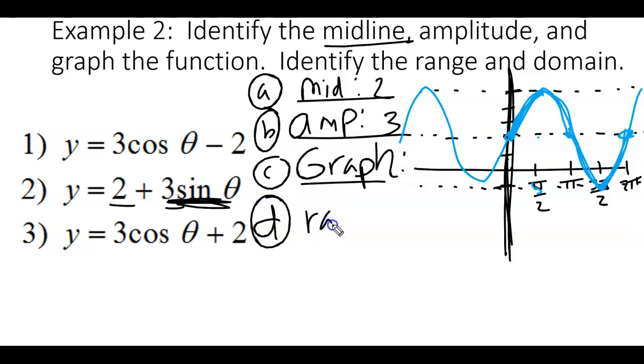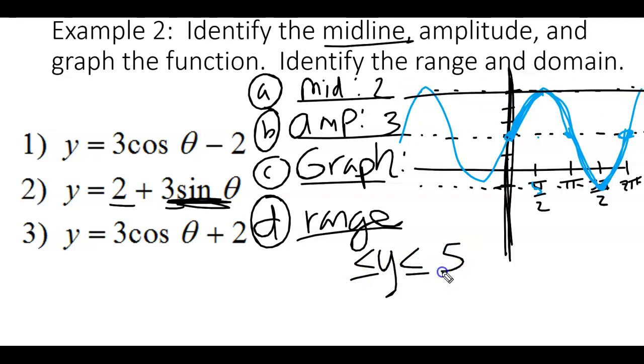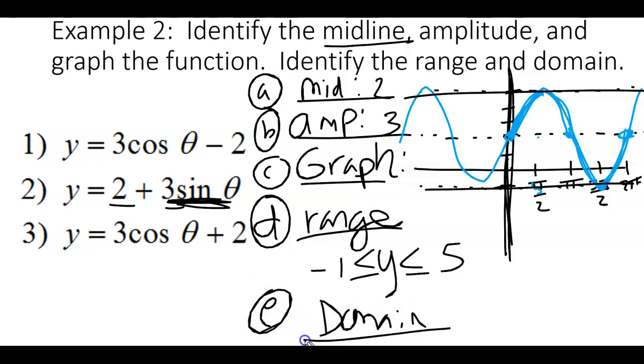D is our range. What's the range on this one? Well, that's max and min again. My maximum line is at 5, and my minimum line is at -1. So y can be anything between -1 and 5. The domain, as we've already mentioned, for both sine and cosine is always all real numbers. X, or I mean, in this case, theta, can be anything.